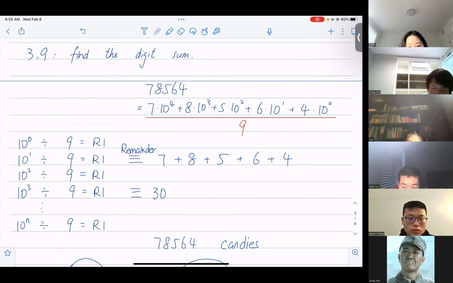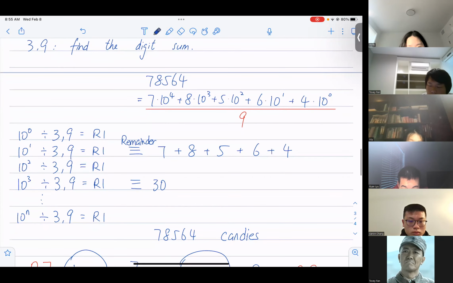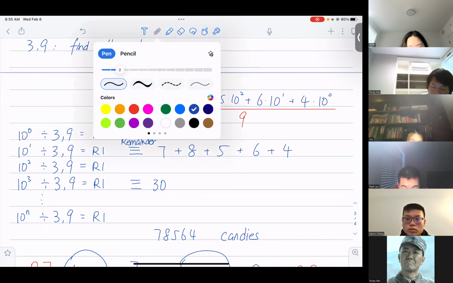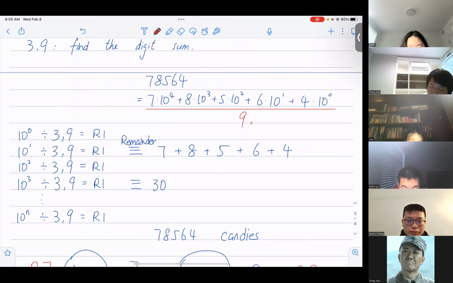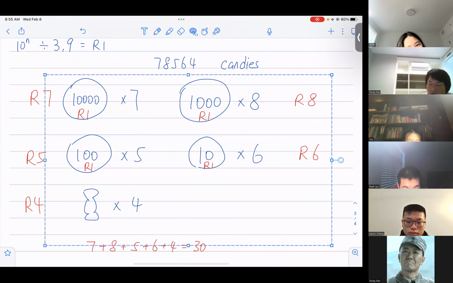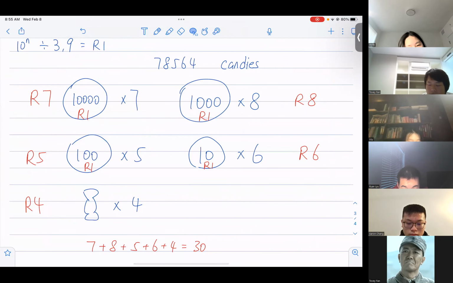So for 3, I can just change it here, right? So 3 or 9, 3 or 9 doesn't really matter. Any power of 10 divided by 3, so here we can also just divide it by 3. The remainder is also 1. So the same applies here. If you divide all these candies among 3 people, again, every pile will have a remainder of 1. You just add them up.